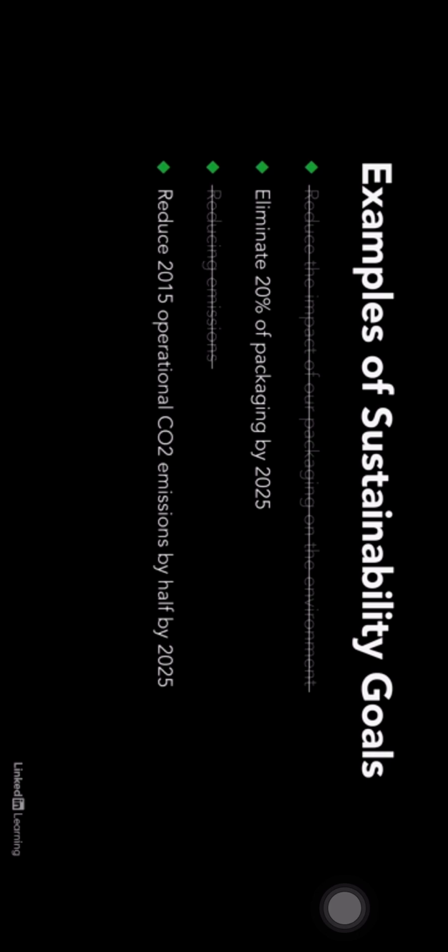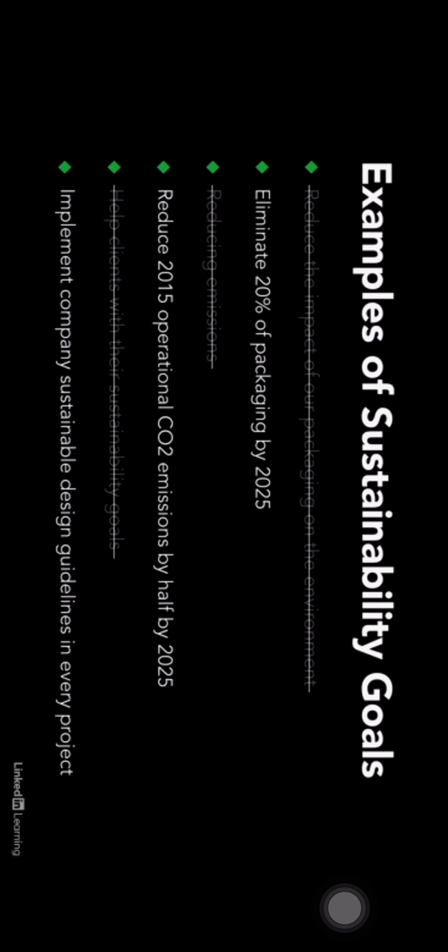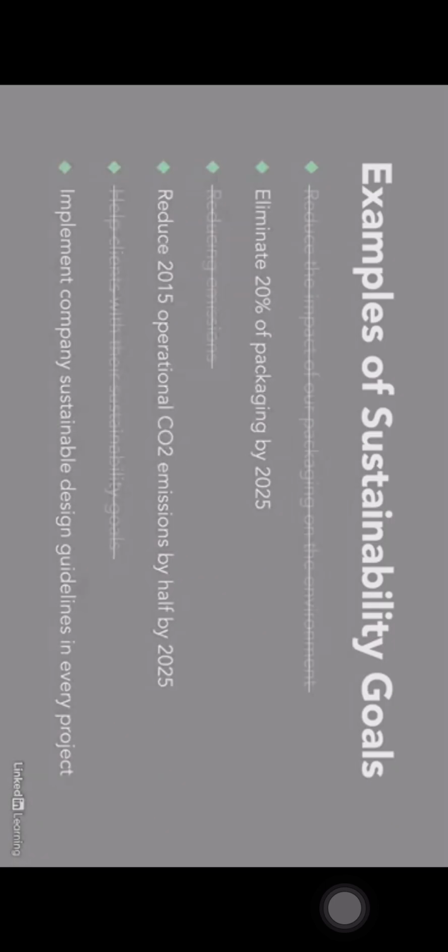Not good. Reduce the impact of our packaging on the environment. Better. Eliminate 20% of packaging by 2025. Not good. Reducing emissions. Better. Reduce 2015 operational carbon dioxide emissions by half by 2025. Not good. Help clients with their sustainability goals. Better. Implement company sustainable design guidelines in every project.